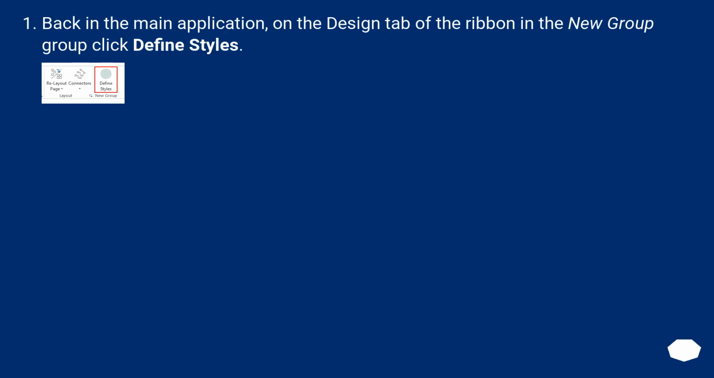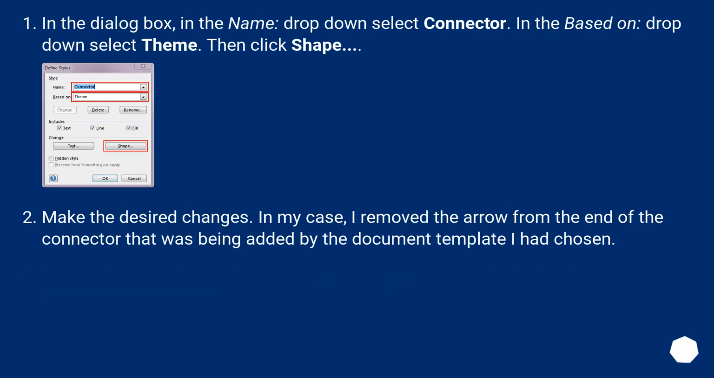Back in the main application, on the Design tab of the ribbon in the New Group, click Define Styles. In the dialog box, in the Name drop-down select Connector. In the Based On drop-down select Theme. Then click Shape.